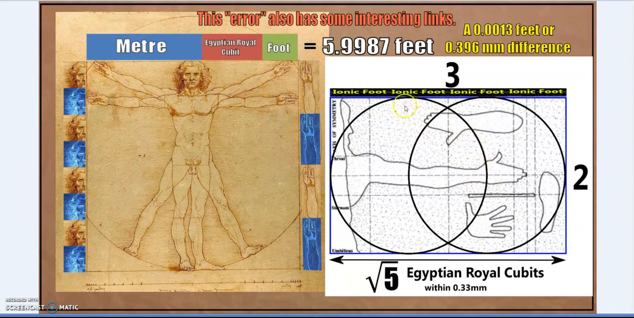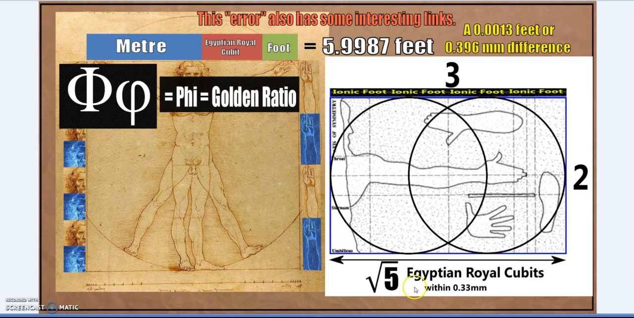at a 3:2 ratio, the vesica, just like Khafre's pyramid. The base length of that, 3.84 feet, is 4 ionic feet, and that 3.84 feet equals the square root of 5 Egyptian royal cubits within 0.33 millimeters, and that's this margin of error. That's a difference of 0.066 millimeters. Now the square root of 5 is an important feature because it connects to the golden ratio, or phi.